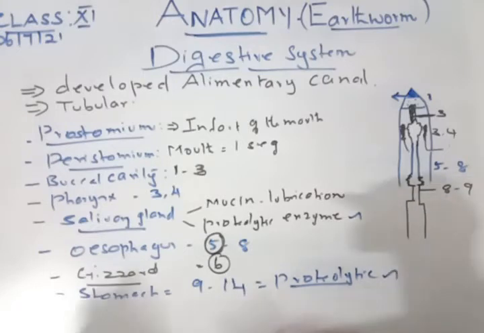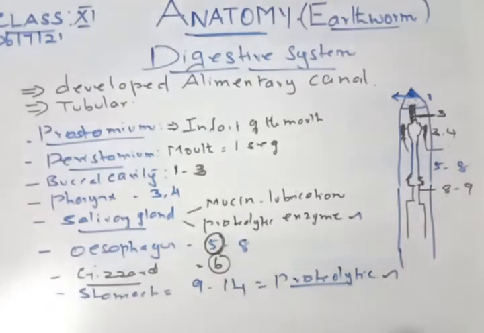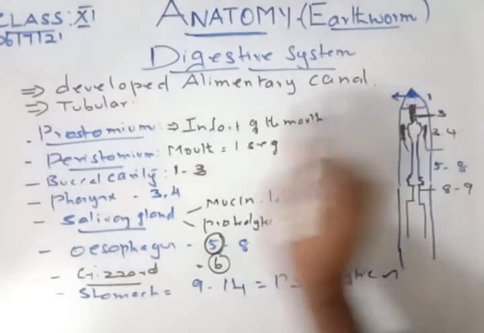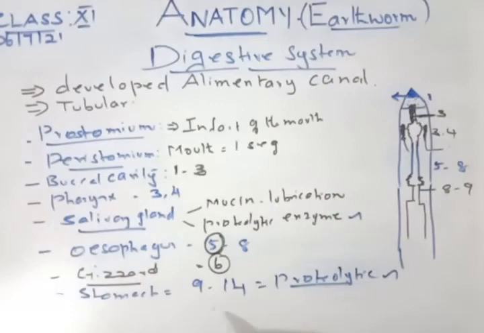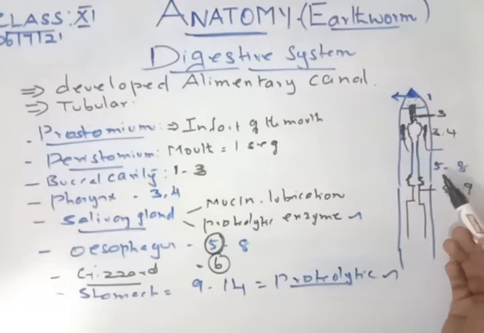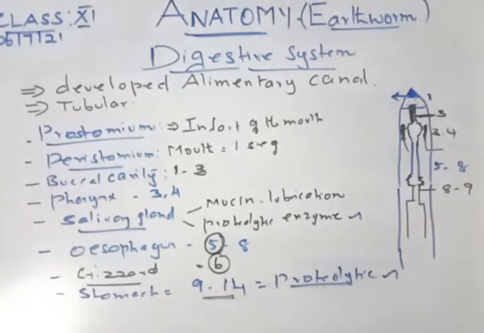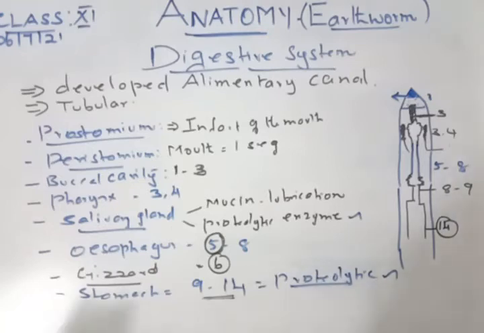Clear? So this intestine part, the worm actually ends up to that. Now we have the first segment. Before the first segment we have the prostomium, then the peristomium, then segments 1 to 3 the buccal cavity, then 3 to 4 the pharynx, close by that the salivary gland, and then 5th to 8th the esophagus, the 6th one is the gizzard, but here it is actually 8 to 9 the gizzard, and the stomach is the 9th to 14th segment. From the 14th segment onwards we have the intestine, which runs till the end segment.